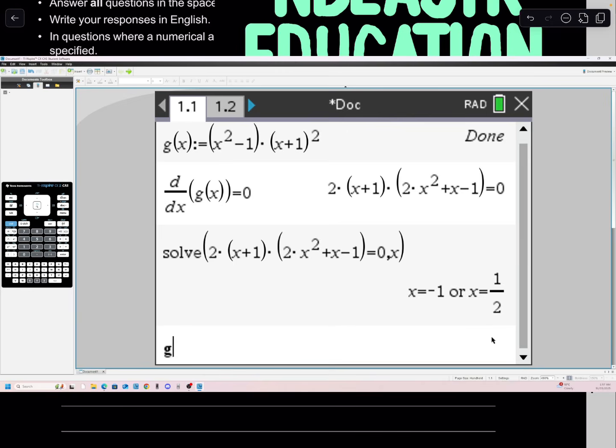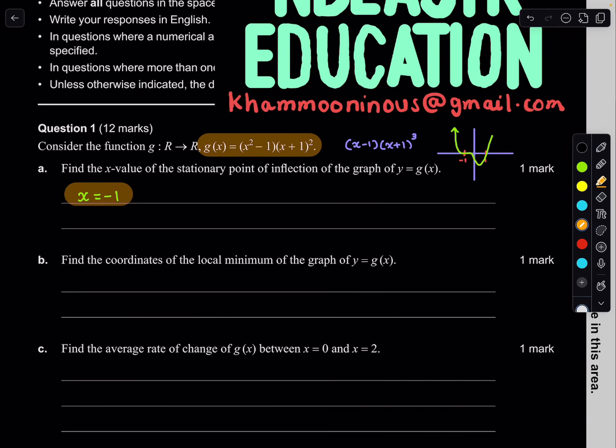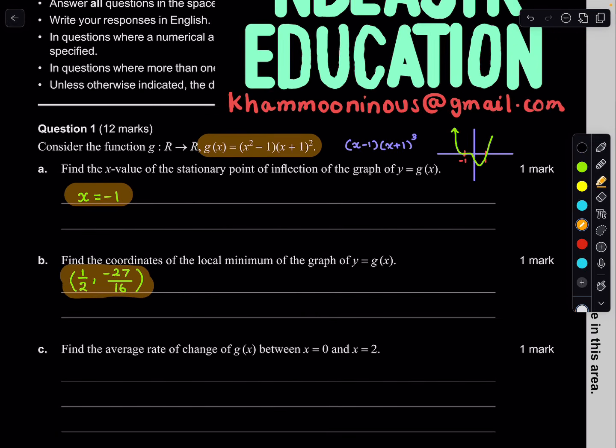To find that, it's basically just subbing it back into the original equation. So g of a half. Your y value is negative 27 over 16. It's only 1 mark, so just do it over your CAS quickly. So that's going to be half, comma, negative 27 over 16. That is the answer for this one. So for 1 mark, just make sure you put the answer, nothing else, no extra working out.